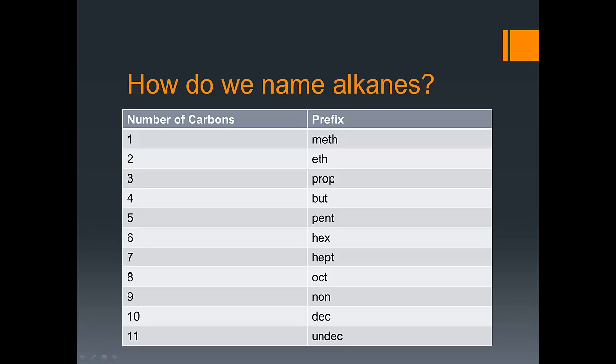So 1 is meth, 2 is eth, 3 is prop, 4 is but, 5 is pent, 6 is hex, then 7 is hept, 8 is oct, 9 is non, 10 is dec. And in case you're interested, 11 is undec. So instead of saying 1, 2, 3, 4, 5, 6, 7, 8, 9, 10, now we'll say meth, eth, prop, but, pent, hex, hept, oct, non, dec.